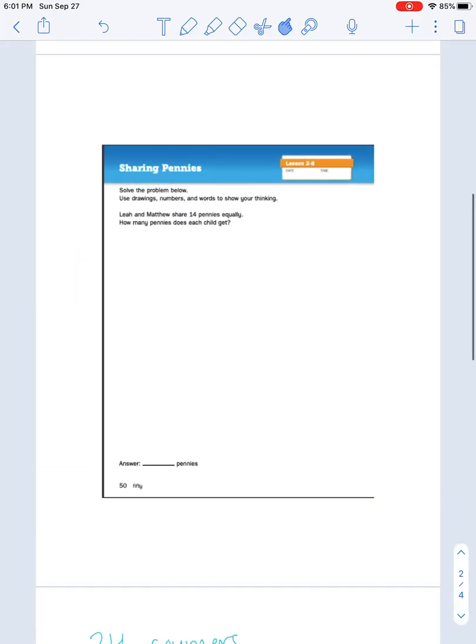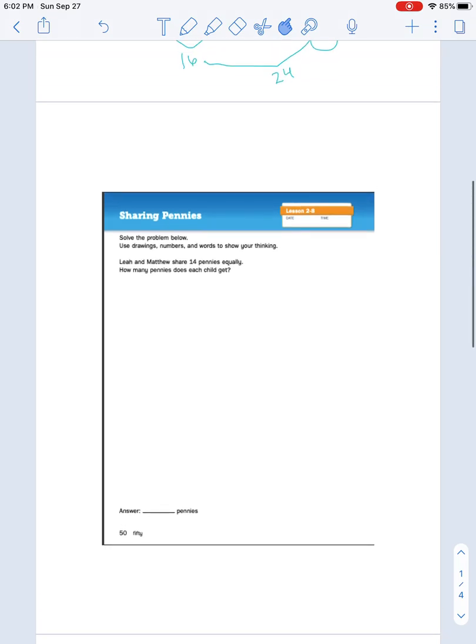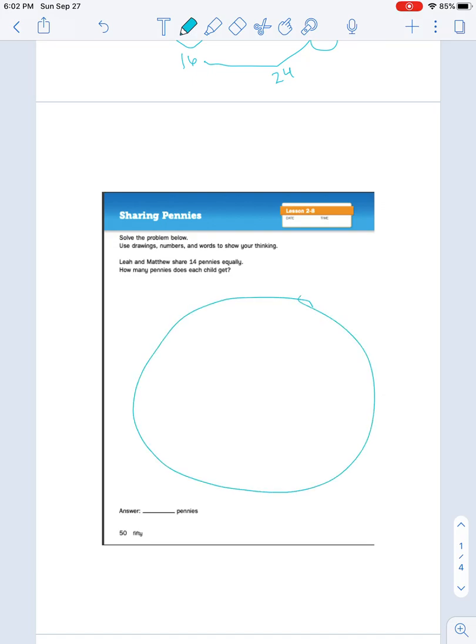All right, now let's look at your work for today. You are doing an equal share problem just like I did, and you're sharing 14 pennies equally between Leah and Matthew. Now, you are welcome to draw a picture. You can make an array. You can write out a number model or even write it in words. Either way, I need to see your work in this blank space right here.